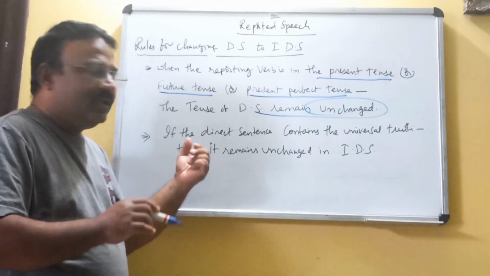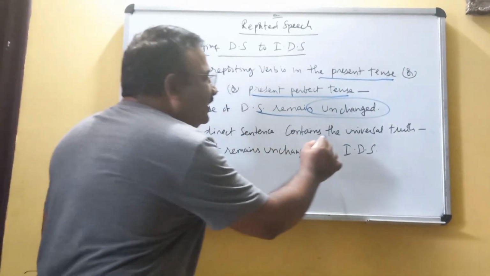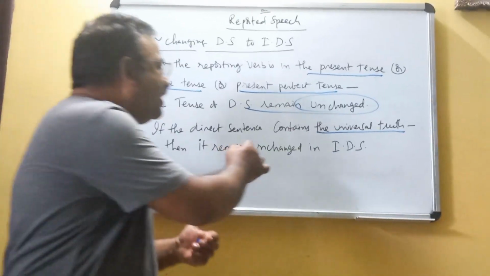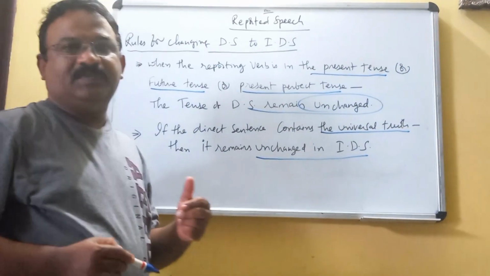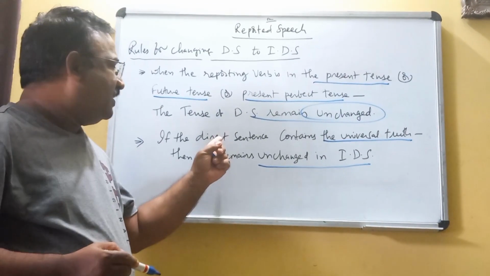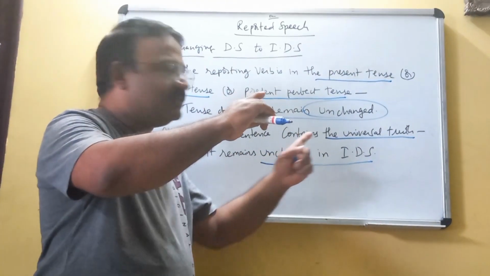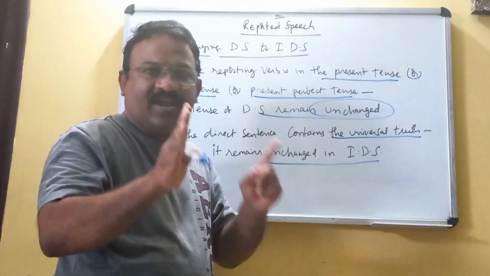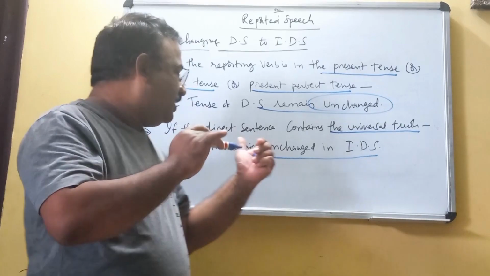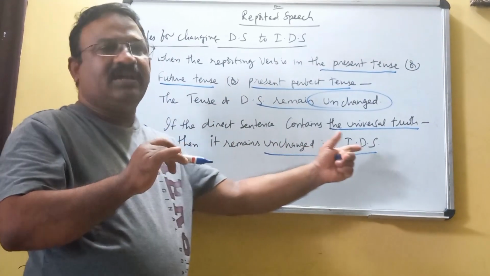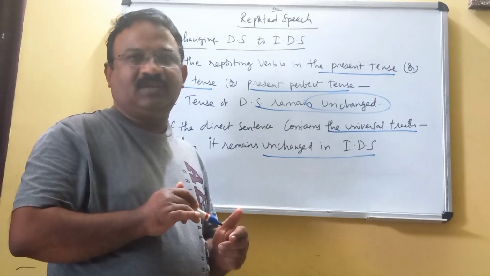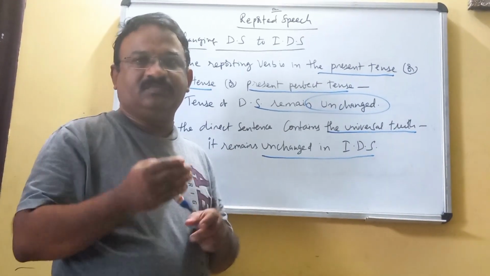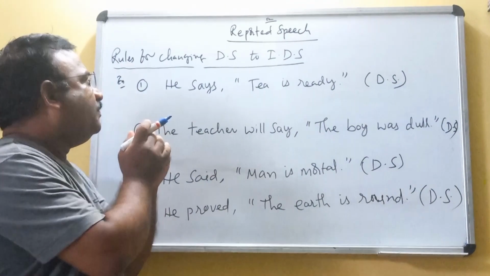And next point, if the direct sentence contains a universal truth, that means universal facts, then it remains unchanged in indirect speech. Now let us see some examples, then only you can understand more.